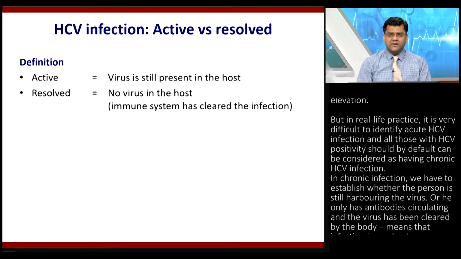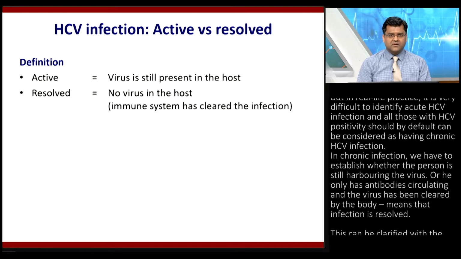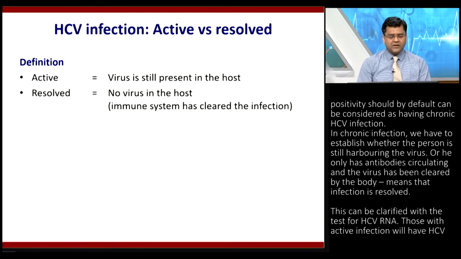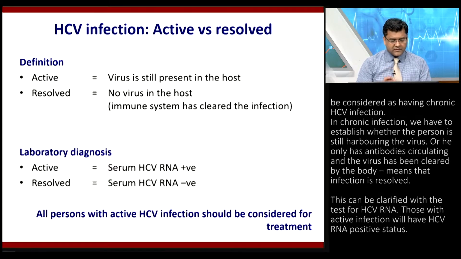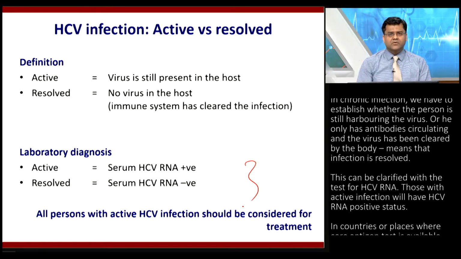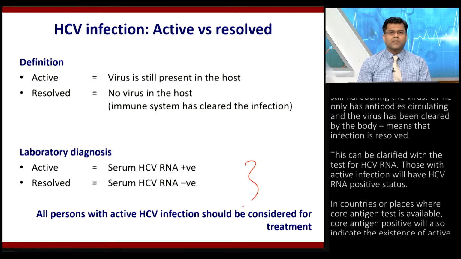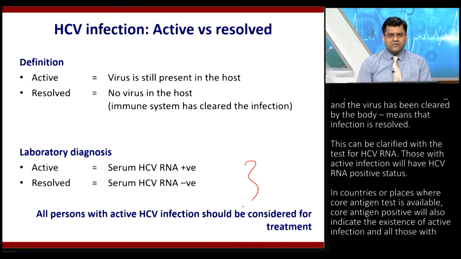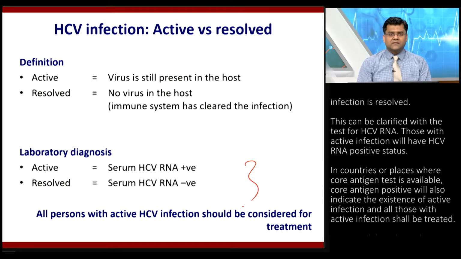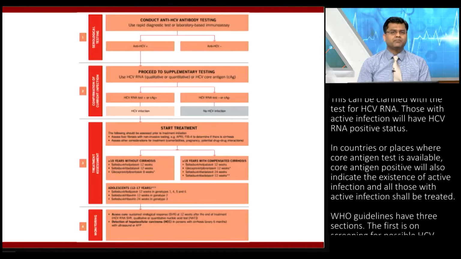Now, in chronic HCV infection, we have to establish whether the person is still harboring the virus, or only antibody is circulating and the virus has been cleared by the body, meaning the infection has resolved. This can be clarified with the HCV RNA test. Those with active infection will have HCV RNA positive status. In countries or places where the core antigen test is available, core antigen positivity will also indicate active infection, and all those with active infection shall be treated.